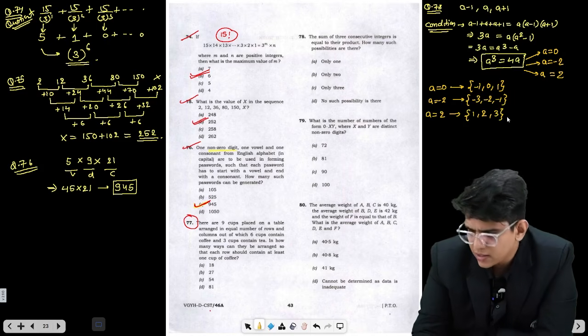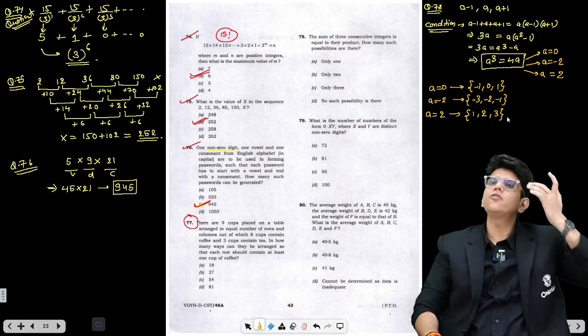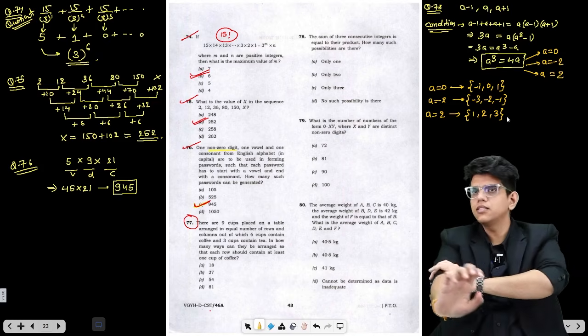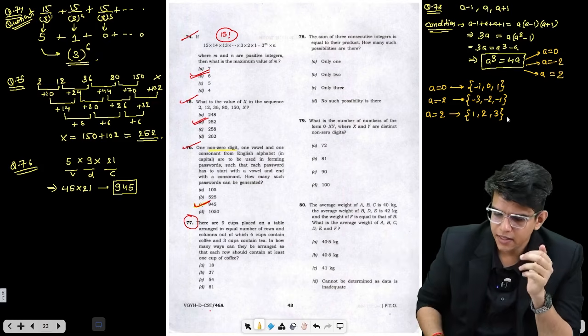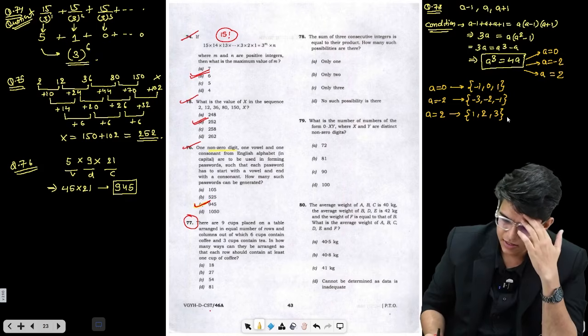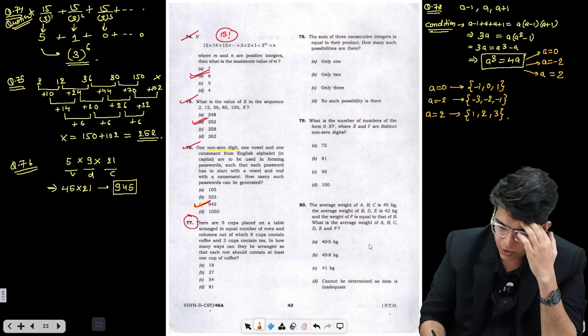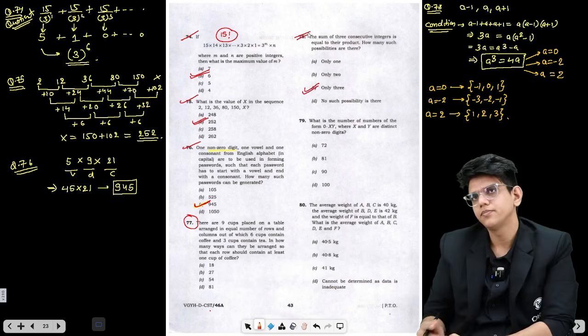There are 3 such cases possible where the sum of the numbers is equal to the product of the numbers. 3 consecutive numbers, the sum is equal to the product of the 3 consecutive numbers. Here you can see there are 3 such cases, so only 3 is the correct answer. This is a very good question. You need to first make the equation, find all the cases and then answer.